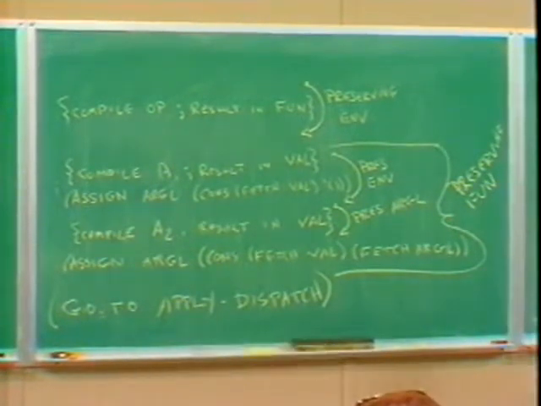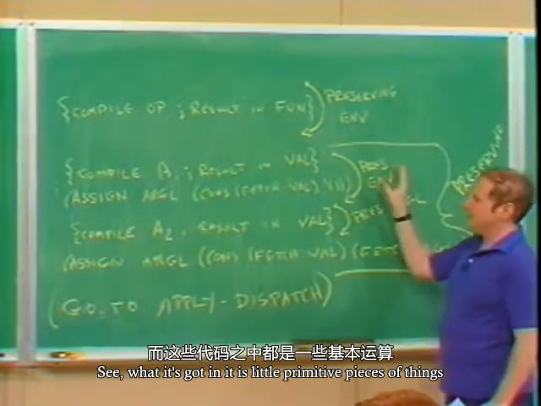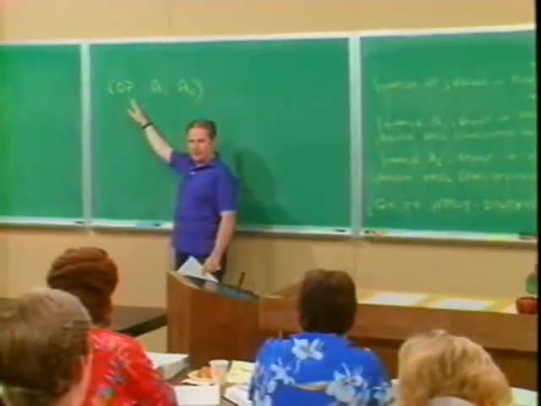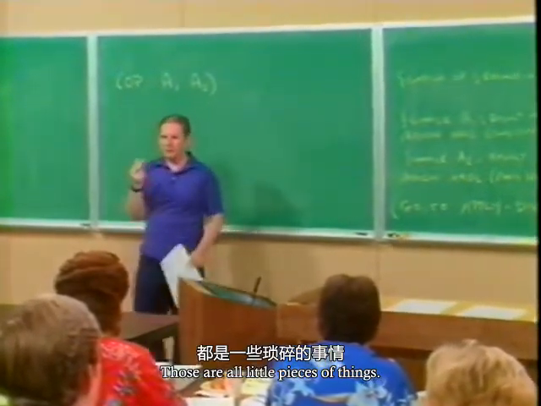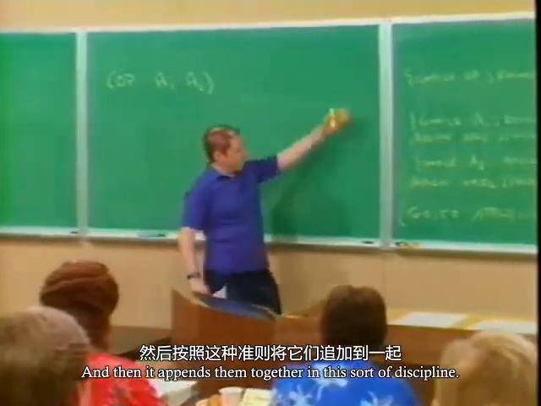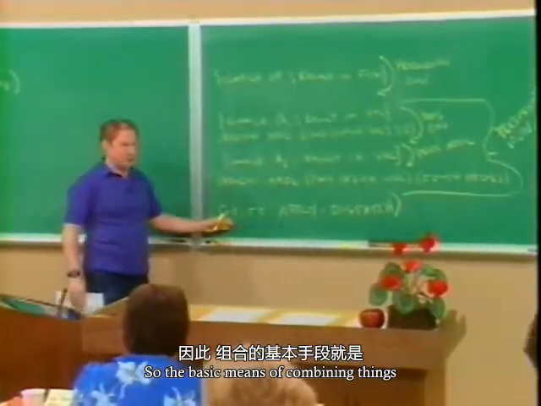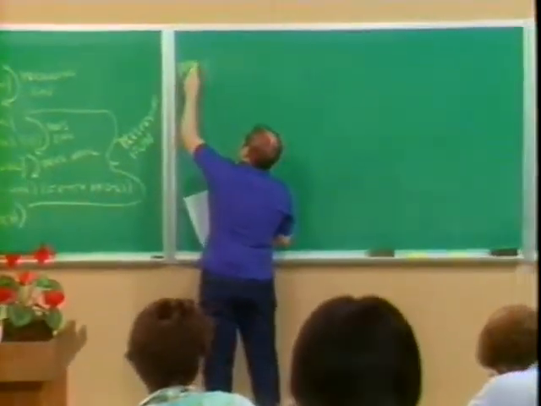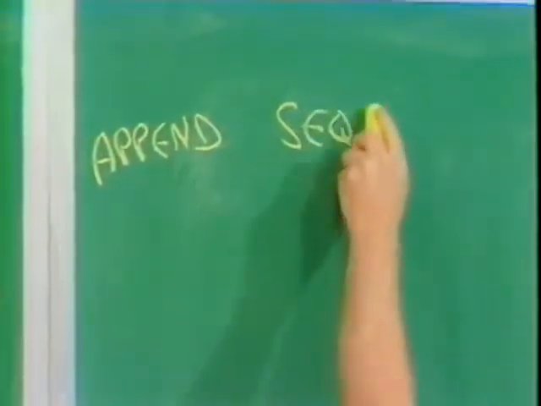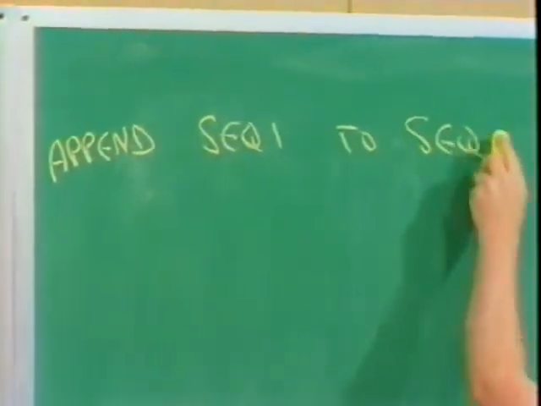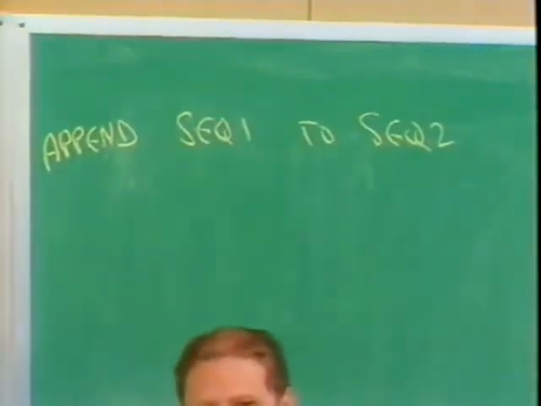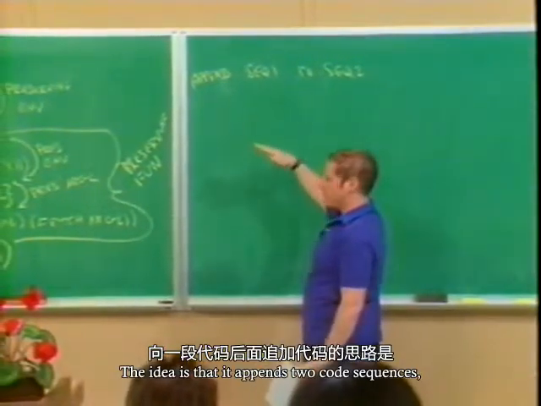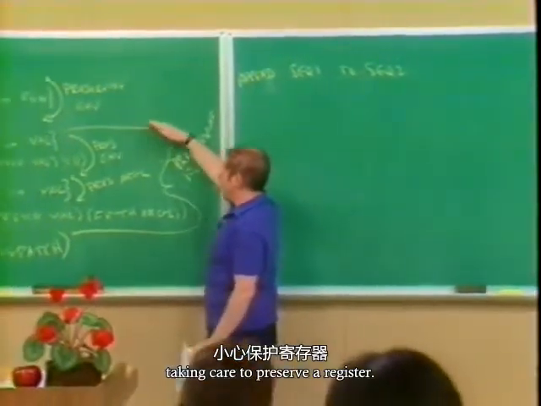So basically what the compiler does is append a whole bunch of code sequences. What it's got in it is little primitive pieces of things, like how to look up a symbol, how to do a conditional. Those are all little pieces, and then it appends them together in this sort of discipline. So the basic means of combining things is to append two code sequences. That's what's going on here, and it's a little bit tricky. The idea is that it appends two code sequences, taking care to preserve a register.